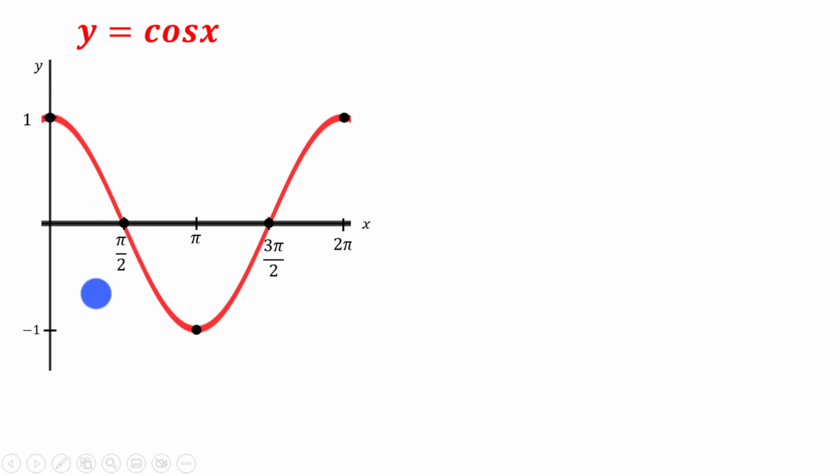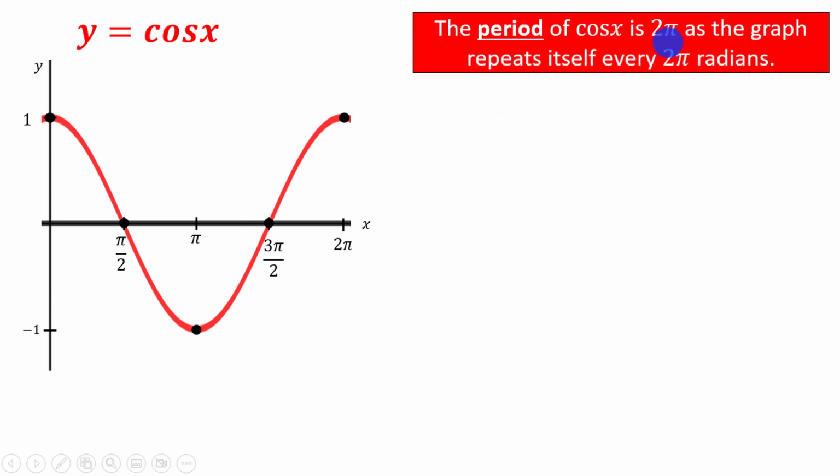We will hit a 0 at pi over 2 and continue to decrease until we reach the minimum of negative 1 at pi. Then we will increase to another 0 at 3 pi over 2 and continue to increase back to the maximum of 1 at 2 pi. Just like sine, cosine is a cyclical function, meaning it will repeat itself over and over every 2 pi radians. That means that the period of cosine is also 2 pi, just like sine.